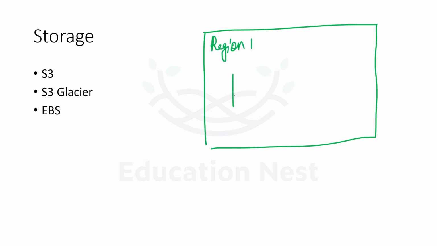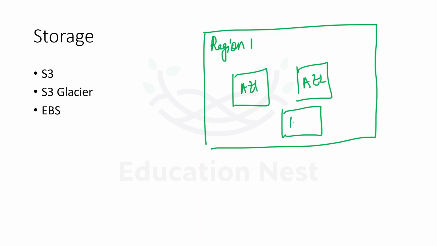Inside of region 1, we can have availability zone 1, availability zone 2, and availability zone 3. So if any one AZ goes down, then okay, I do have my data of S3 in the other 2 AZs. But what if this entire region goes down? Then what can we do?